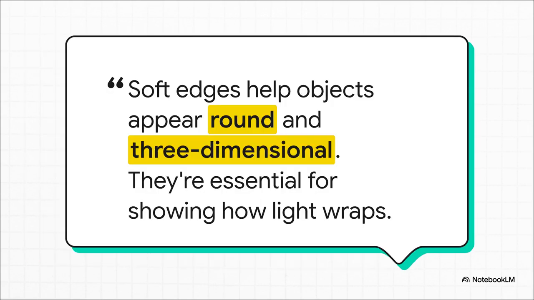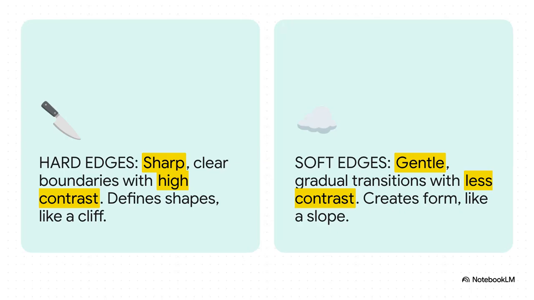And this is why they are so important. This quote really nails it. Soft edges are how we, as artists, show light behaving the way it does in the real world on a curved surface. They are basically the engine of realism in your painting. So let's put them side by side. Hard edges define a shape by creating separation, but soft edges create the form by showing connection and flow. If you want to paint something that feels real, you absolutely need both of them working together.